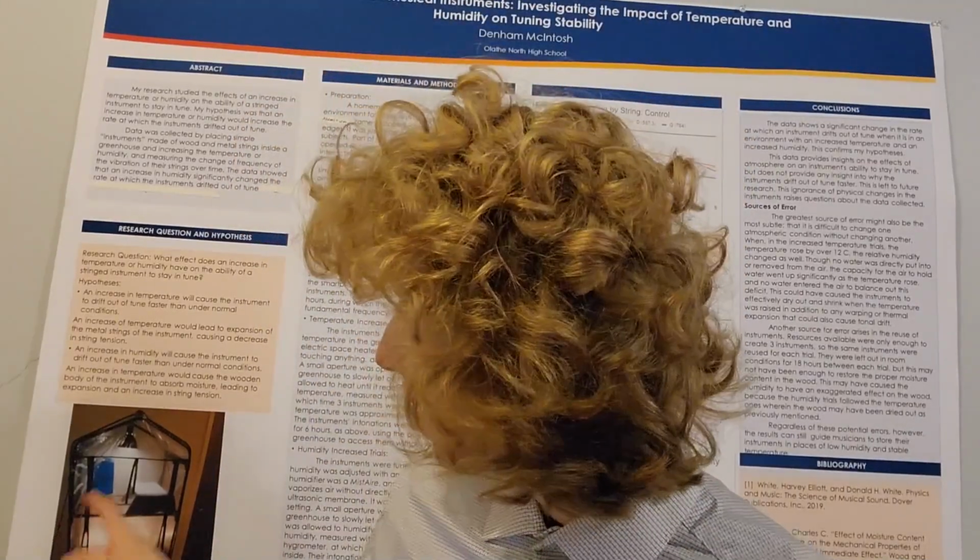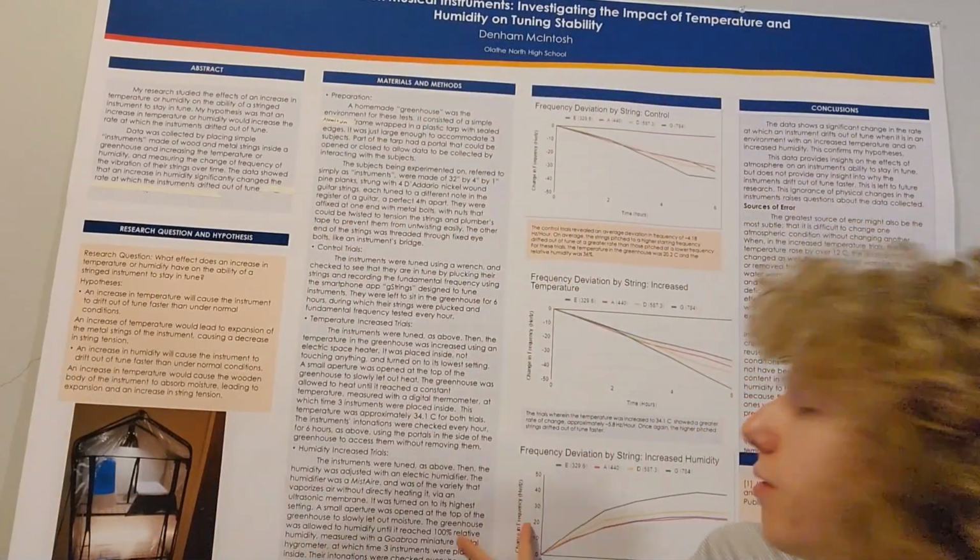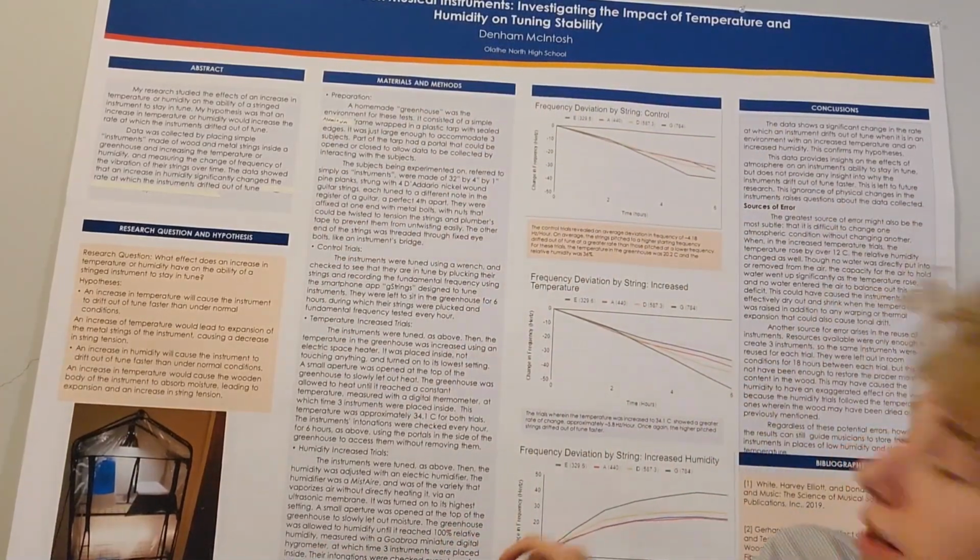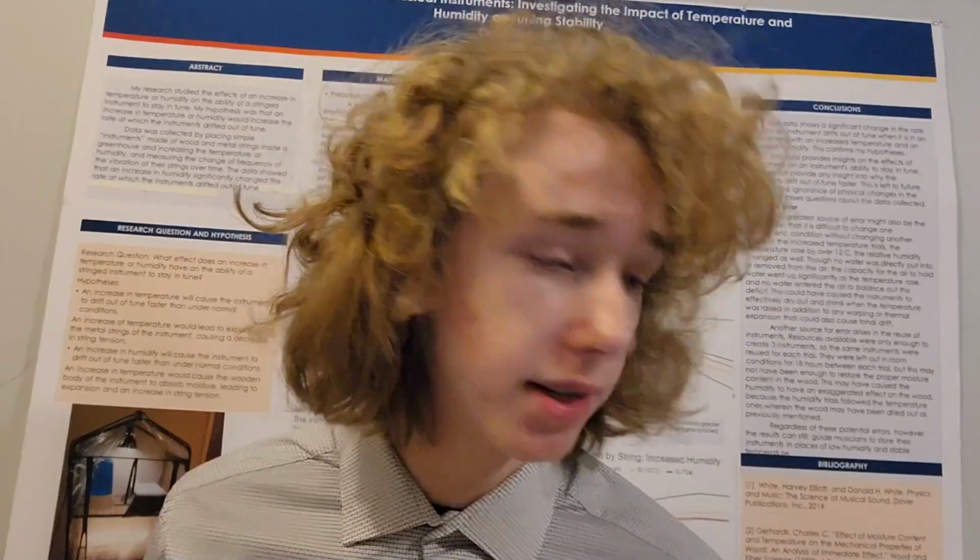And then with humidity, I had a few humidifiers, which you can see one or two of here. I placed them in there, turned them on, and waited for the relative humidity to reach 100%, which I measured with a digital hygrometer, and then I placed the instruments inside, all tuned up. Once every hour I would return, pluck their strings, and measure their change, and this showed some very significant results. The instruments not only went out of tune faster, but they went in the opposite direction. Their vibrating frequency increased over time.